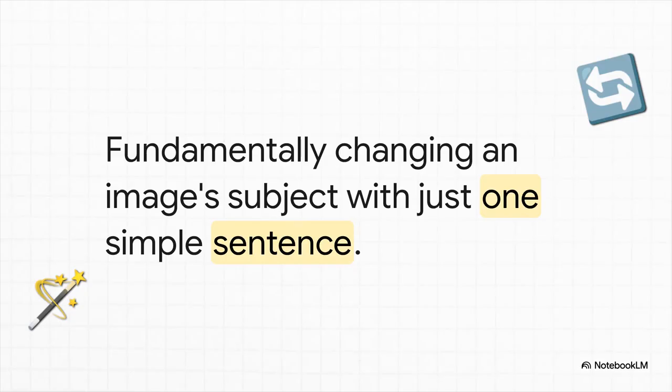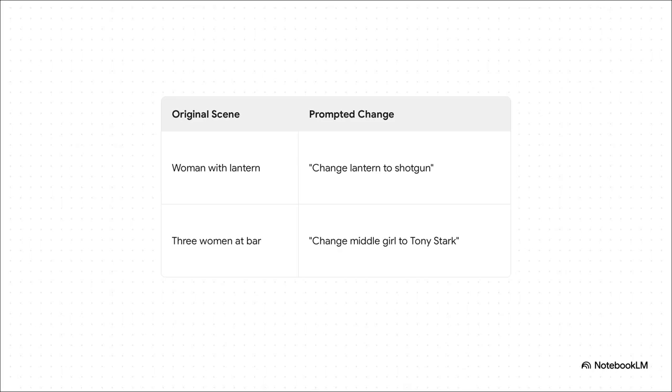All right, next up, how ridiculously easy it is to swap out huge parts of a photo. We're not talking about little touch-ups here. We're talking about completely changing who or what is in an image, just by typing a sentence. And the simplicity is just wild. The prompt was literally, change the lantern to a shotgun. And just like that, it did it.